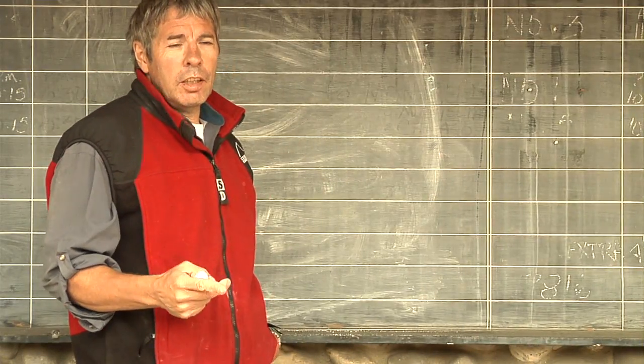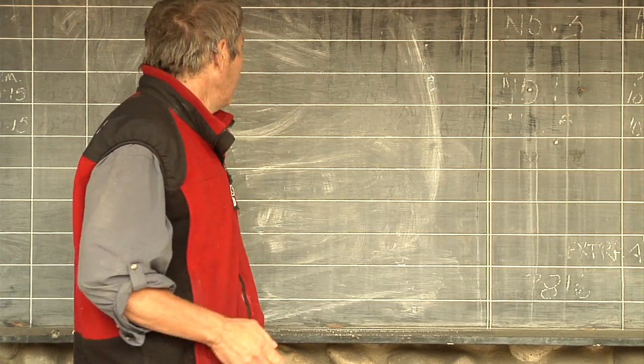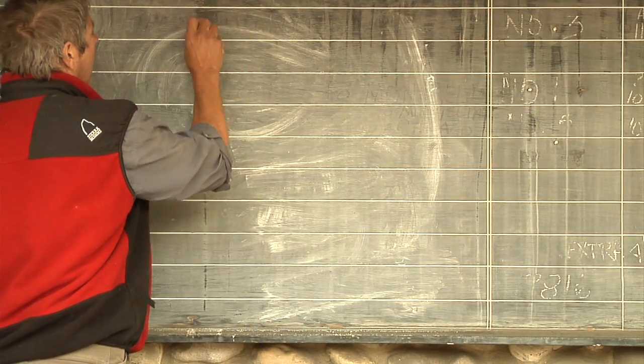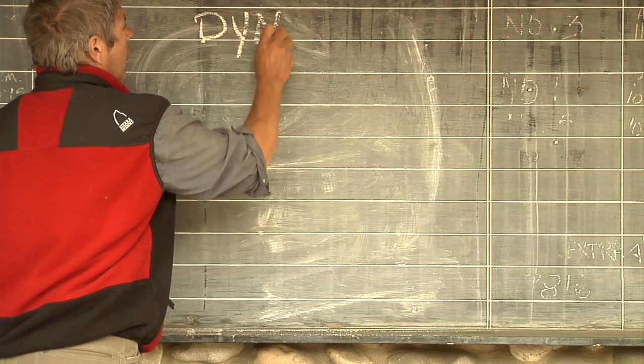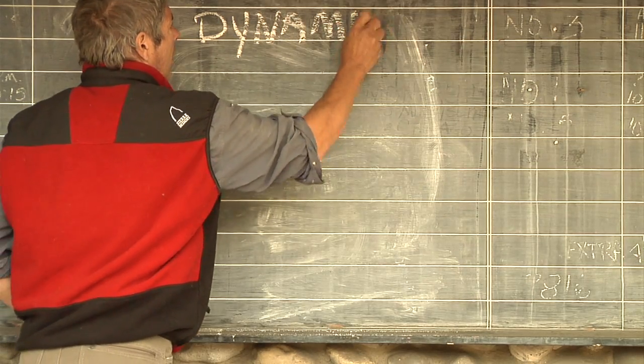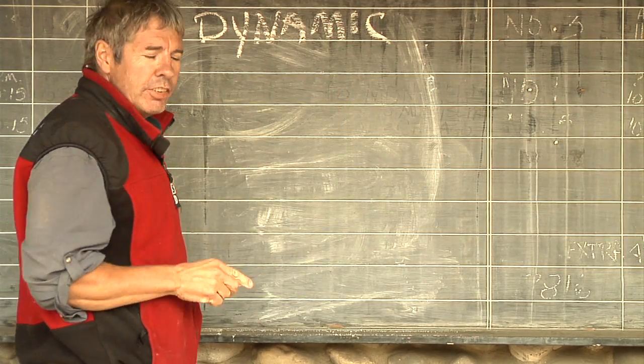So the shock load on a climbing system is a result of three things. One is the dynamic characteristics of your rope.